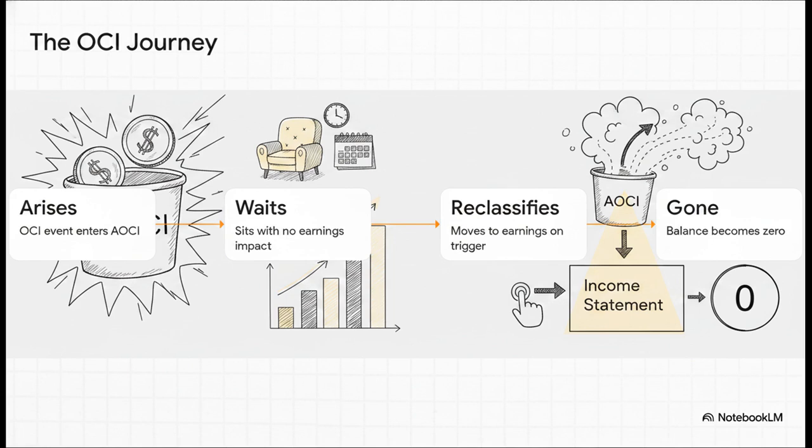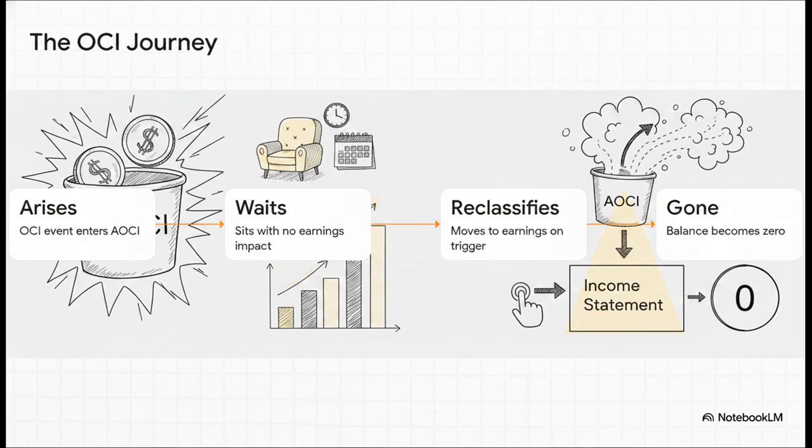Stage 2. It waits. Our dollar just sits there in the AOCI waiting room between reporting periods. It carries a cumulative balance that gets updated each period, but, and this is key, it has 0 earnings impact while it's waiting. Stage 3. It reclassifies. The trigger event finally occurs. Our dollar is called up to the main stage.